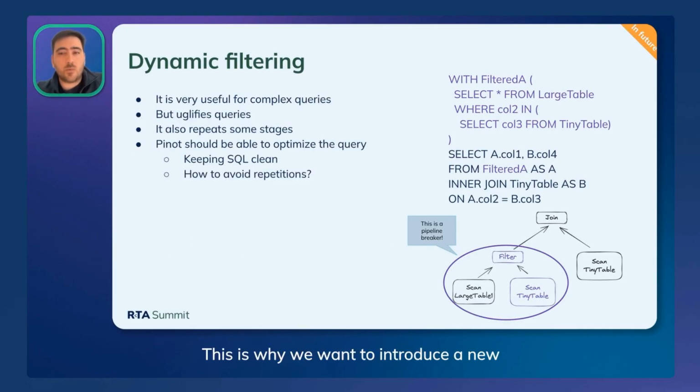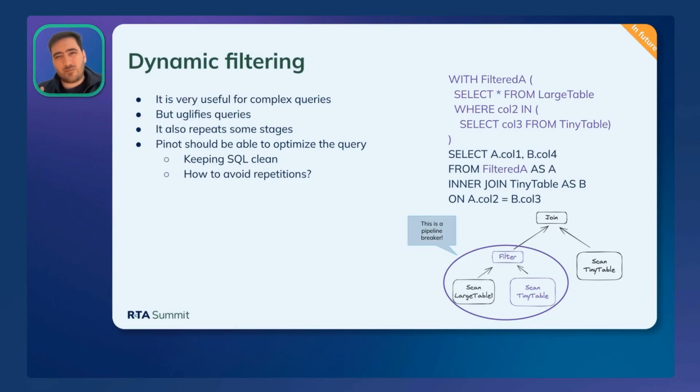This is why we want to introduce a new feature. This is not something we support right now, but something we are working on, which we call dynamic filtering. The idea here is that you can write the original query, and Pinot itself is going to understand that this optimization can be applied, not in every condition, but for example if you have indexes in these columns, and so on, and then apply the optimization for you.